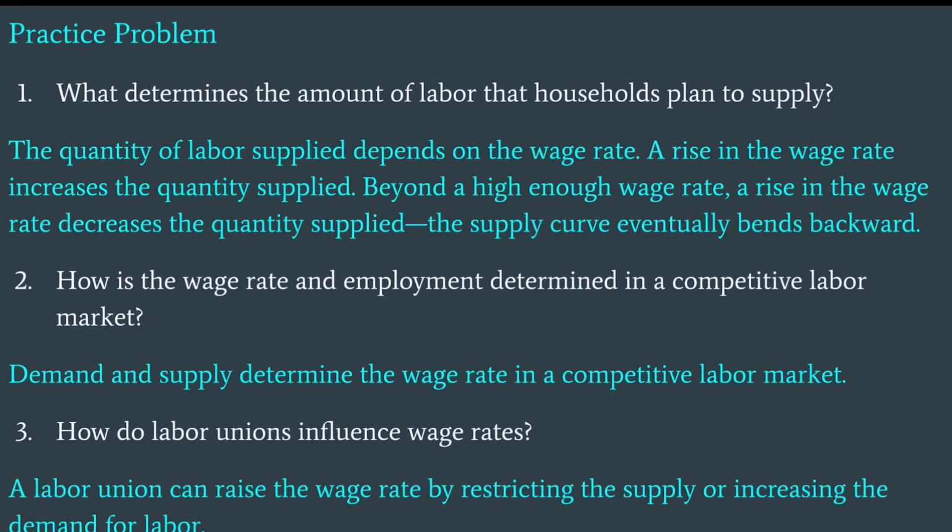Practice problem. What determines the amount of labor that households plan to supply? The quantity of labor supplied depends on the wage rate. A rise in the wage rate increases the quantity supplied. Beyond a high enough wage rate, a rise in the wage rate decreases the quantity supplied. The supply curve eventually bends backward.